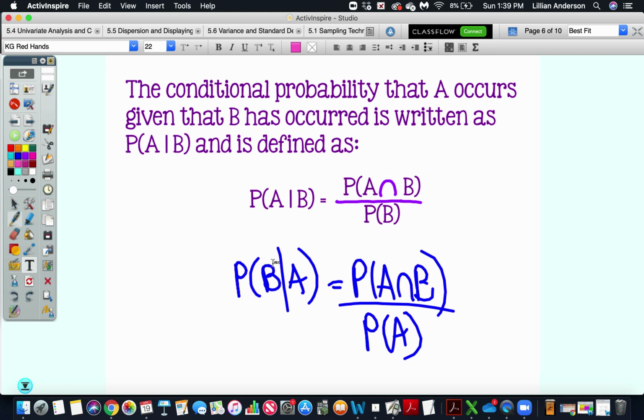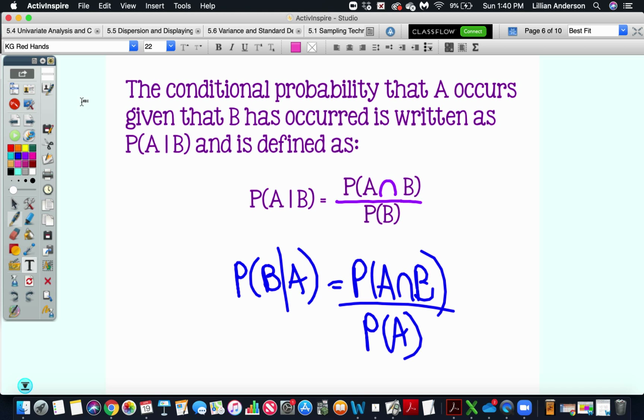So what you see in the handwriting in blue, if it were switched, the numerator is still the intersection between A and B. It doesn't change whether it's A and B or B and A, they're still the same, but the denominator does change because now the condition is A and not B as it was before. So be very cautious about which part is the denominator.